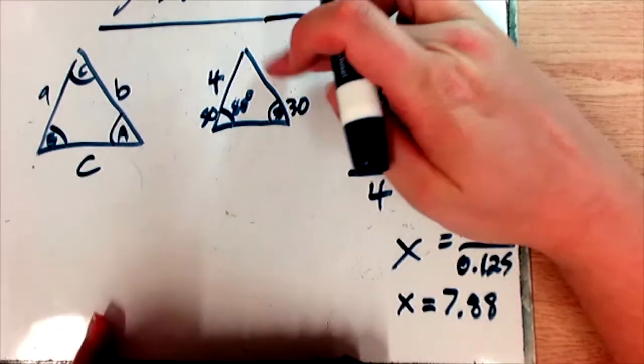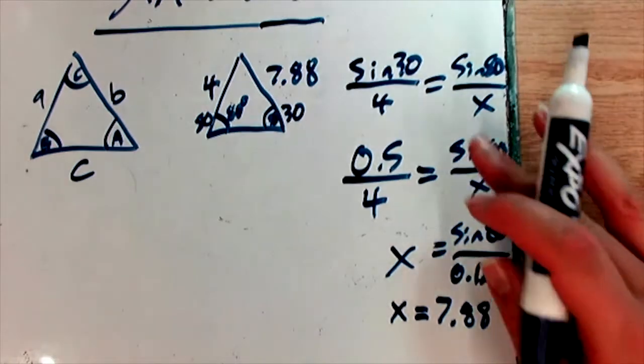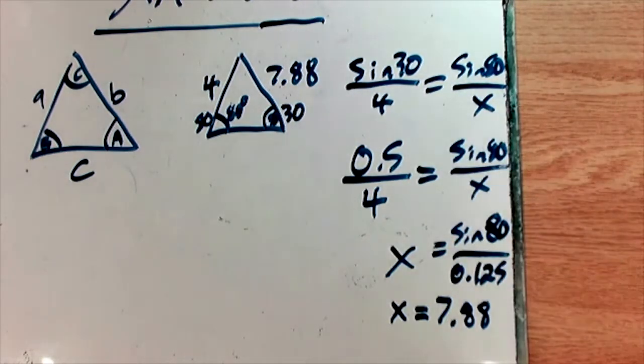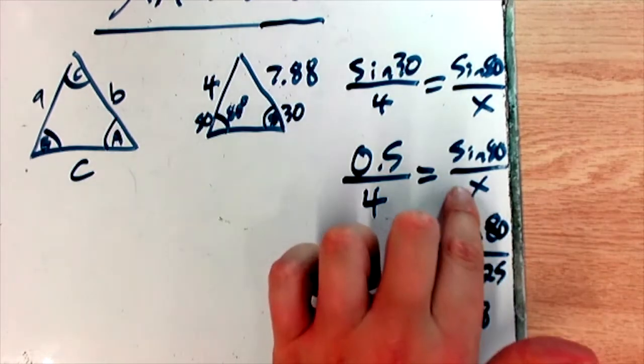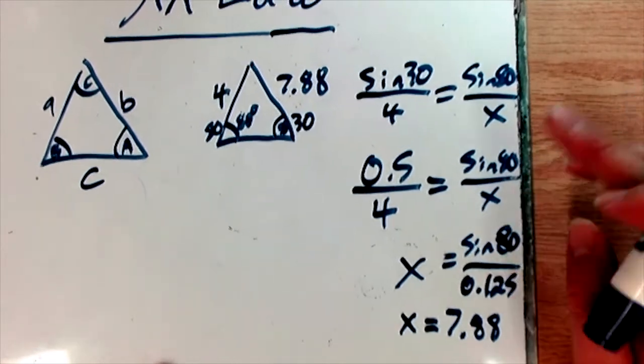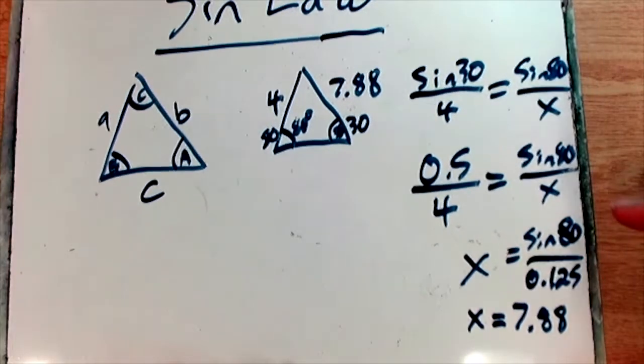So I know that this side length is 7.88. That's how I do that. The algebra at the end is a little bit challenging, but when you've got the x on the bottom and you need to find it, that's an extremely essential skill for algebra. And if this isn't clear, then you need to check out more videos and practice your algebra.